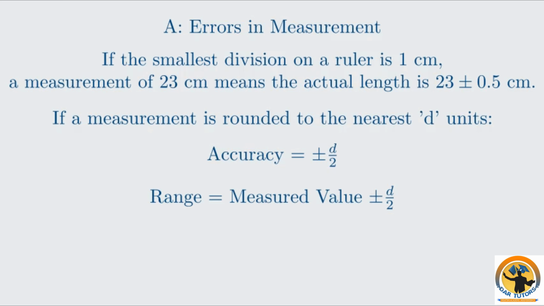An actual length could be infinitesimally close to 22.5 centimeters or 23.5 centimeters, but it could never be exactly 22.5 centimeters or 23.5 centimeters if it was rounded to 23 centimeters. If the length was truly 22.5 centimeters, it would be ambiguous whether to round up or down. Similarly, 23.5 centimeters would round up to 24 centimeters using standard rounding rules.